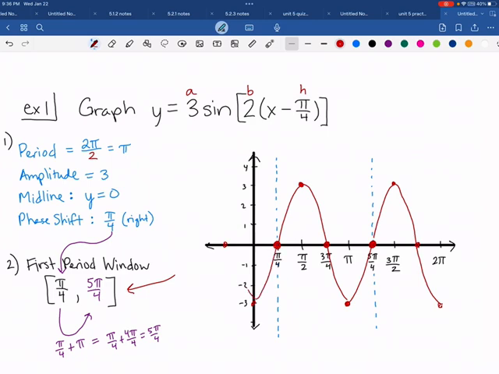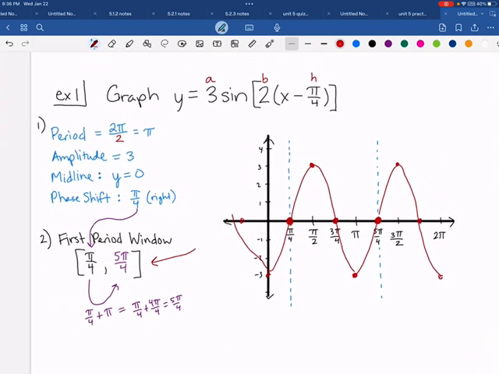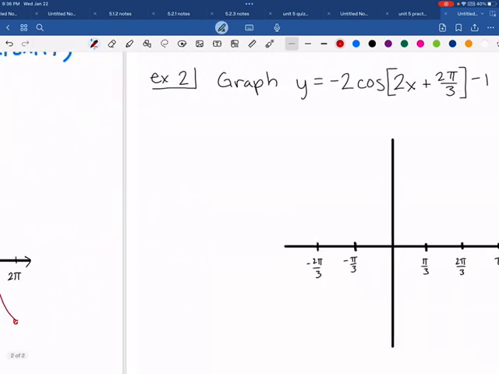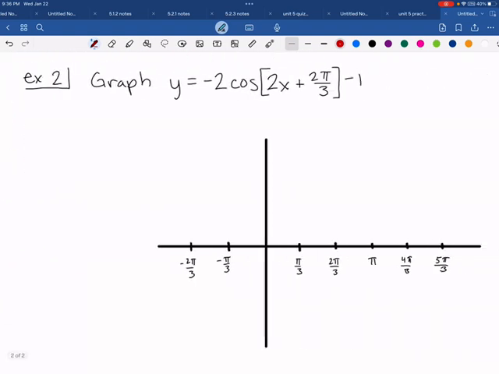Okay, so that's how I would graph this sine function. I'm going to do one more on the next page. Feel free again to pause at any point so that you can try to start it yourself. So I'm going to go ahead and start.